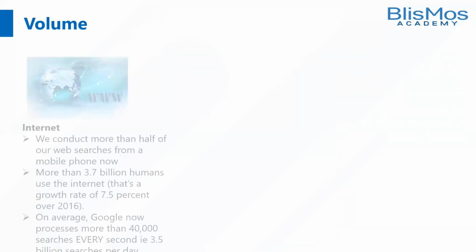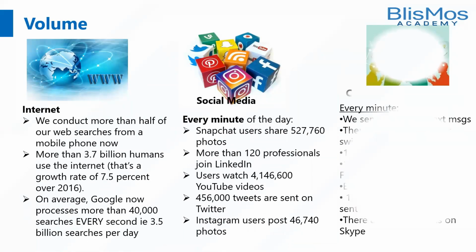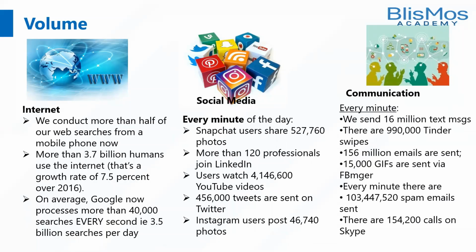When I say size of the data, how did it come? We have already discussed how the data is being produced by different sources. But just to get a hang of it, how so much data is being produced. If you look at the internet, we conduct more than half of our web searches from a mobile phone now. In a way, that has increased the traffic on the internet. And nearly 4 billion humans are using the internet now. On an average, Google is processing almost 40,000 searches every second. Imagine that. Nearly 3.5 billion searches per day. Isn't it humongous? Isn't it huge?